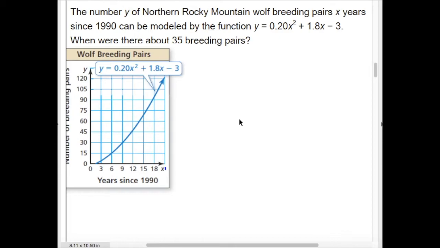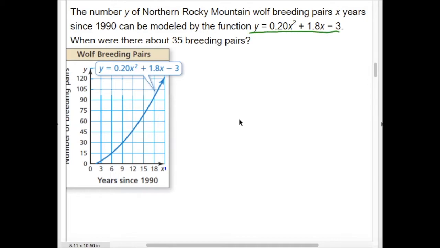Next question. The number y of Northern Rocky Mountain wolf breeding pairs x years since 1990 can be modeled by the function y equals 0.20x squared plus 1.8x minus 3. When were there about 35 breeding pairs? You're also given the graph on your left side. By looking at this, we need to understand that you're given the quadratic function that represents the number of wolf breeding pairs for years after 1990.